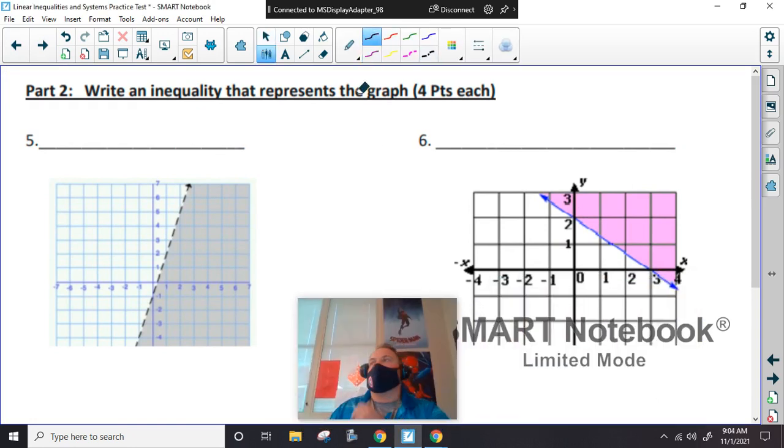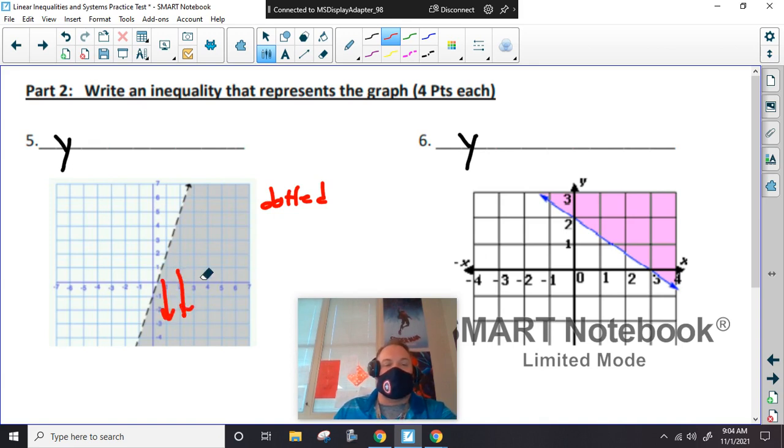All right. The first thing you need to do for each of these is put a Y. Why? Because we need it. Now, on number 5, is this solid or dotted? This is dotted. Yeah, so we don't have a line underneath it. Now, which way is it shaded? Above or below? It's shaded below, so it's going to look like this.